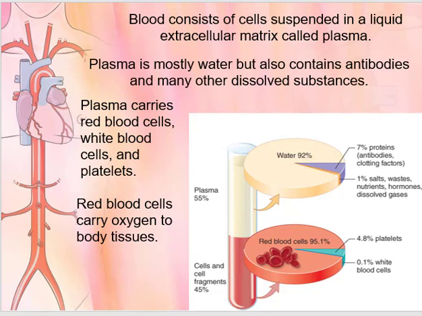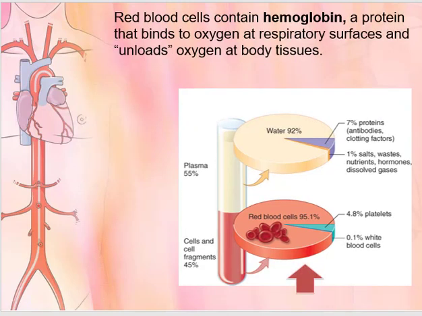Red blood cells carry oxygen to body tissues. Red blood cells contain hemoglobin, a protein that binds to oxygen at respiratory surfaces and unloads oxygen at body tissues. If you look here at blood, what it's made up of, plasma is about 55%, cells and cell fragments are 45%, very little white blood cells overall. Okay.